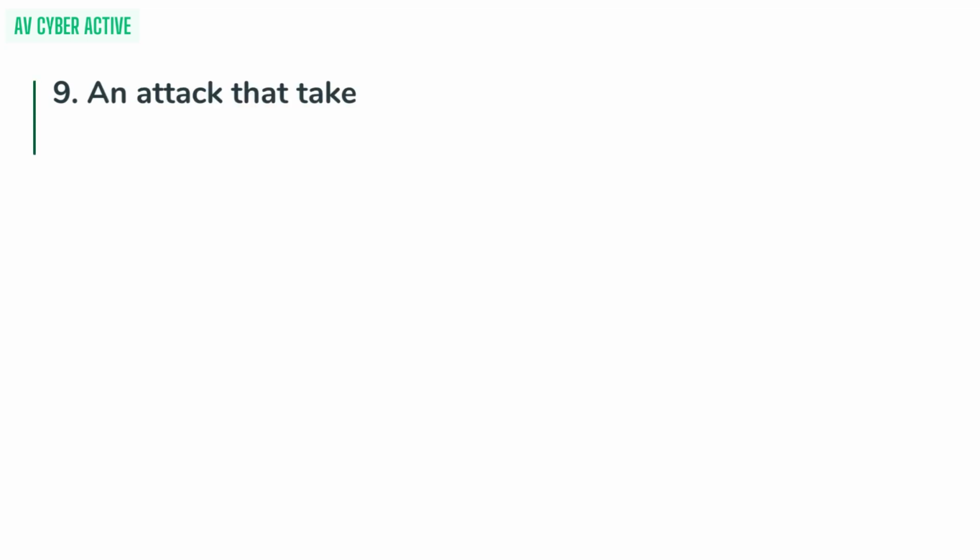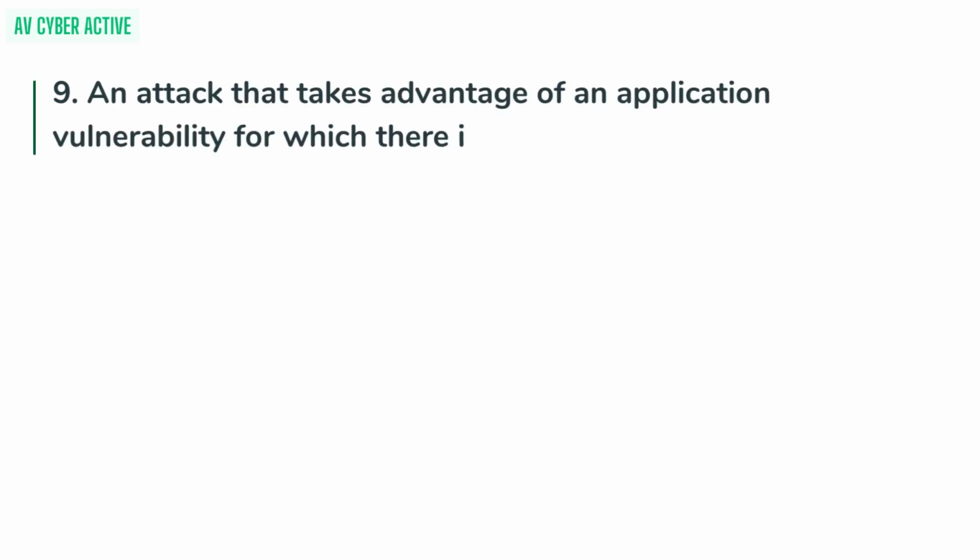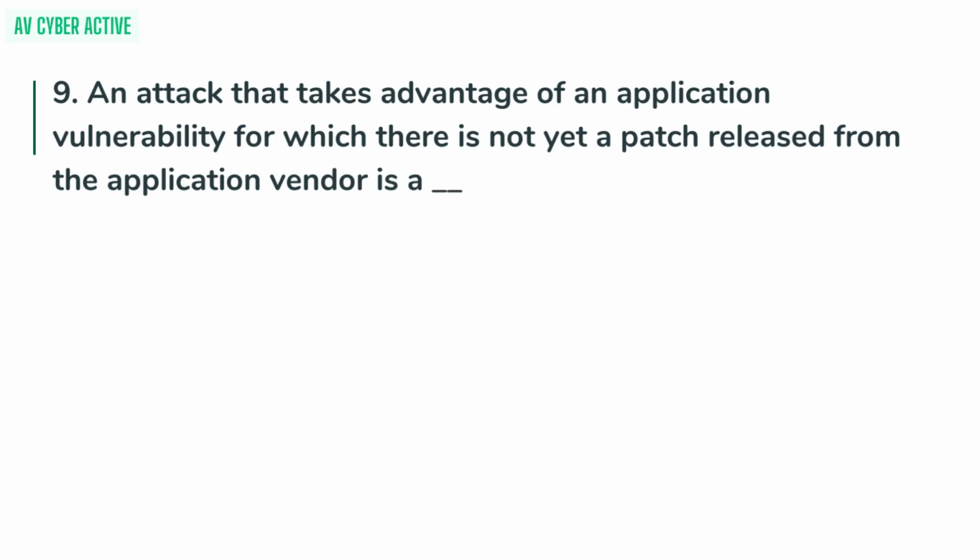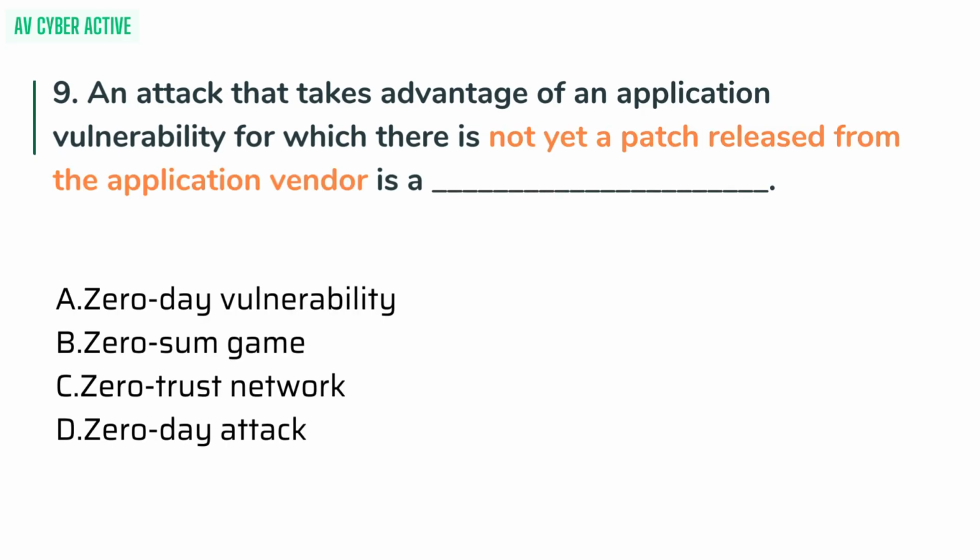9. An attack that takes advantage of an application vulnerability for which there is not yet a patch released from the application vendor is A. Zero-day vulnerability. B. Zero-sum game. C. Zero-trust network. D. Zero-day attack. D is correct. Any attack that takes advantage of zero-day vulnerabilities and/or zero-day exploits is a zero-day attack.